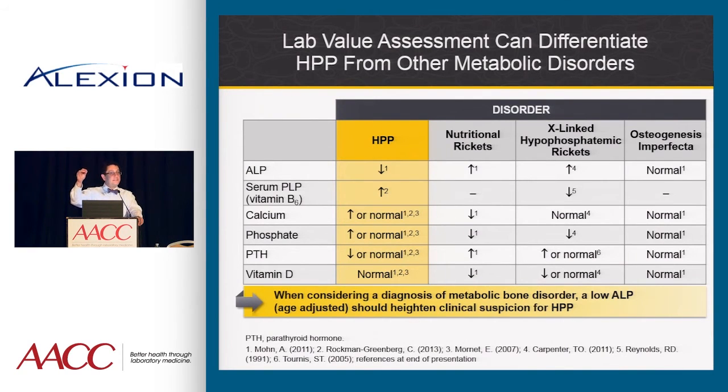Let's get a vitamin B6. It's not a very difficult test to send off. And you can see the combination of these two, a low ALK phos and a high B6, you've in essence made the diagnosis, right? Oftentimes looking for calcium, phosphorus, PTH can be difficult. This is where you really want to focus, right? And that's the name of the disease, hypophosphatasia: a low alkaline phosphatase.